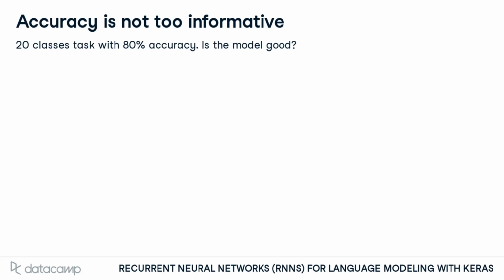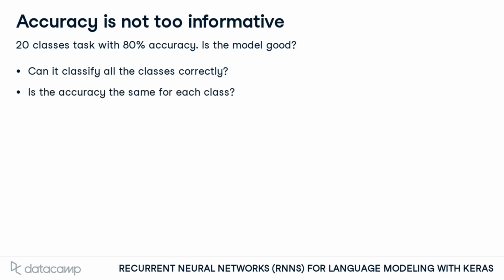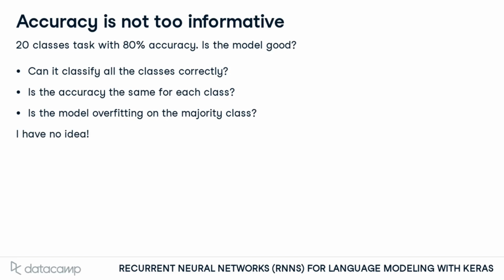Imagine that you built a model and achieved 80% accuracy on the test data. Is this model good? Can you say if the model is classifying all the classes correctly? Or if the accuracy is the same for each class, or if the model is predicting only the class with more observations and thus achieving high accuracy? We cannot say looking only at the accuracy.